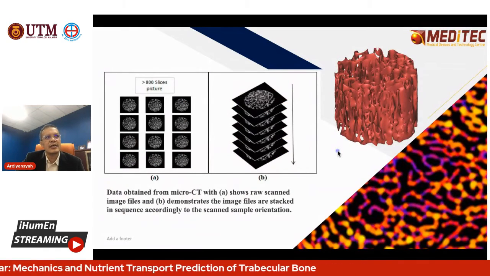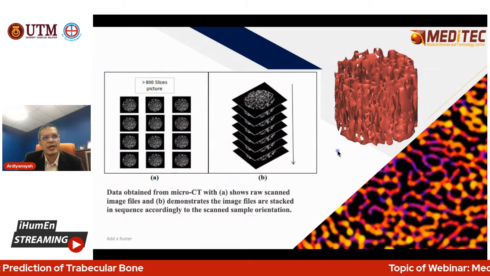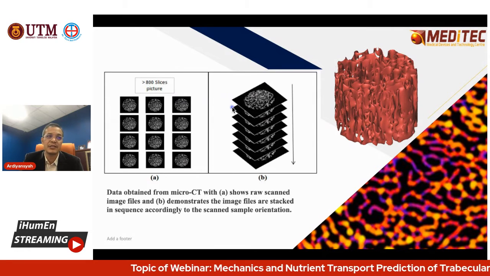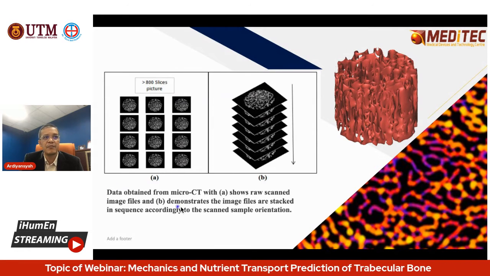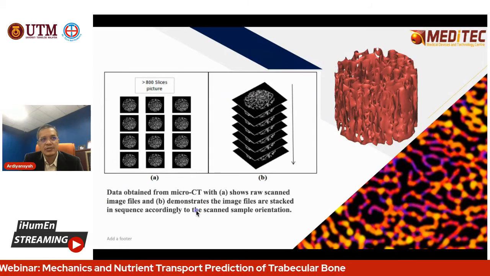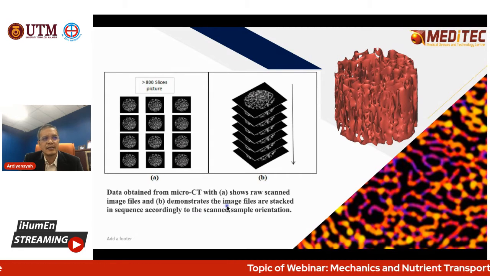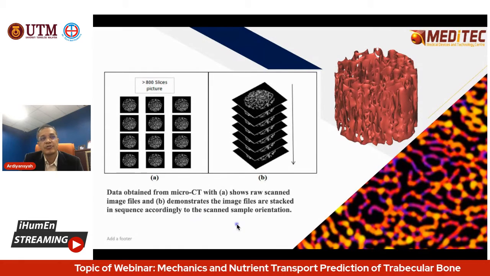This is another example. Let's say after the scan, you can reconstruct. You have slicing in here. We take 800 slices of the features, let's say data obtained from micro-CT, showing the raw scan image files. The image files are stacked in sequence, according to the scan sample orientation.